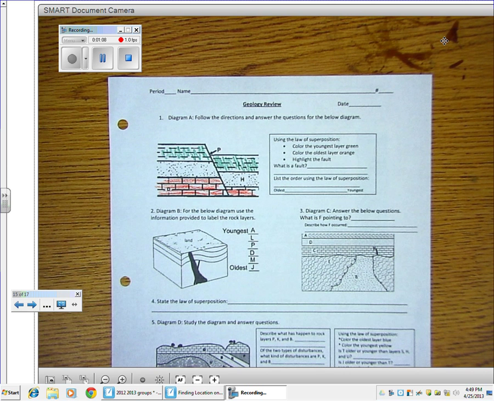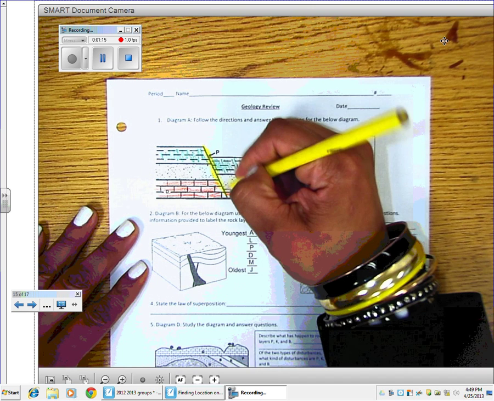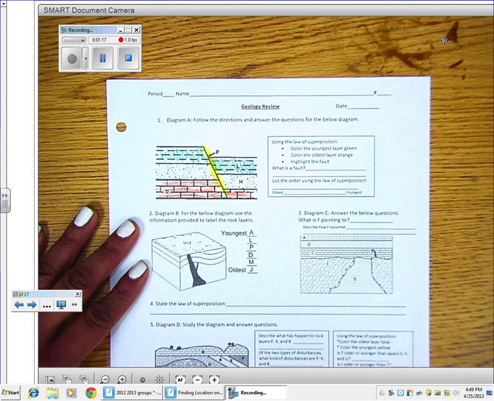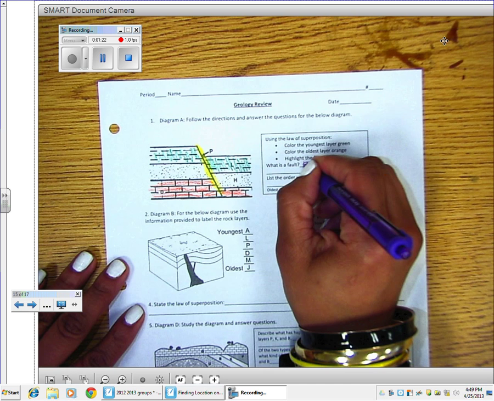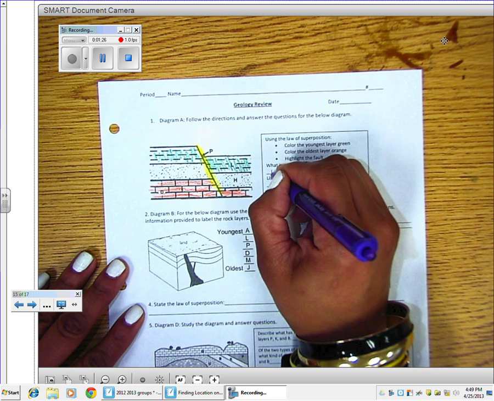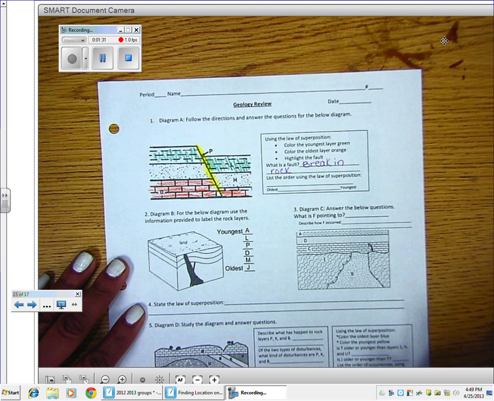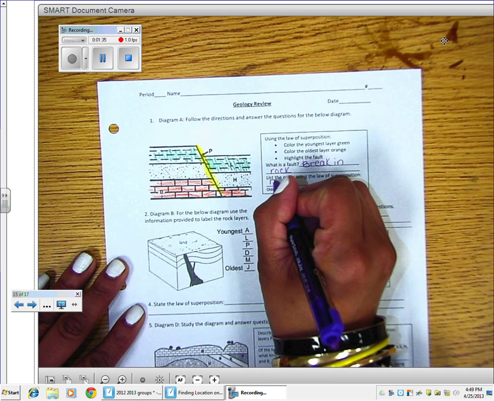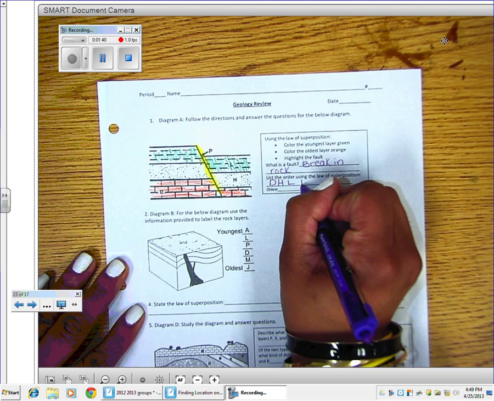Highlight the fault. I don't have a highlighter in front of me, so I'm just going to highlight it in this yellow, and that's your fault. What is a fault? A fault is a break in rock or Earth's crust. I'll just put a break. And then listing the order of layers according to the law of superposition. What came first is the oldest, which is D, then H, then L, then P.